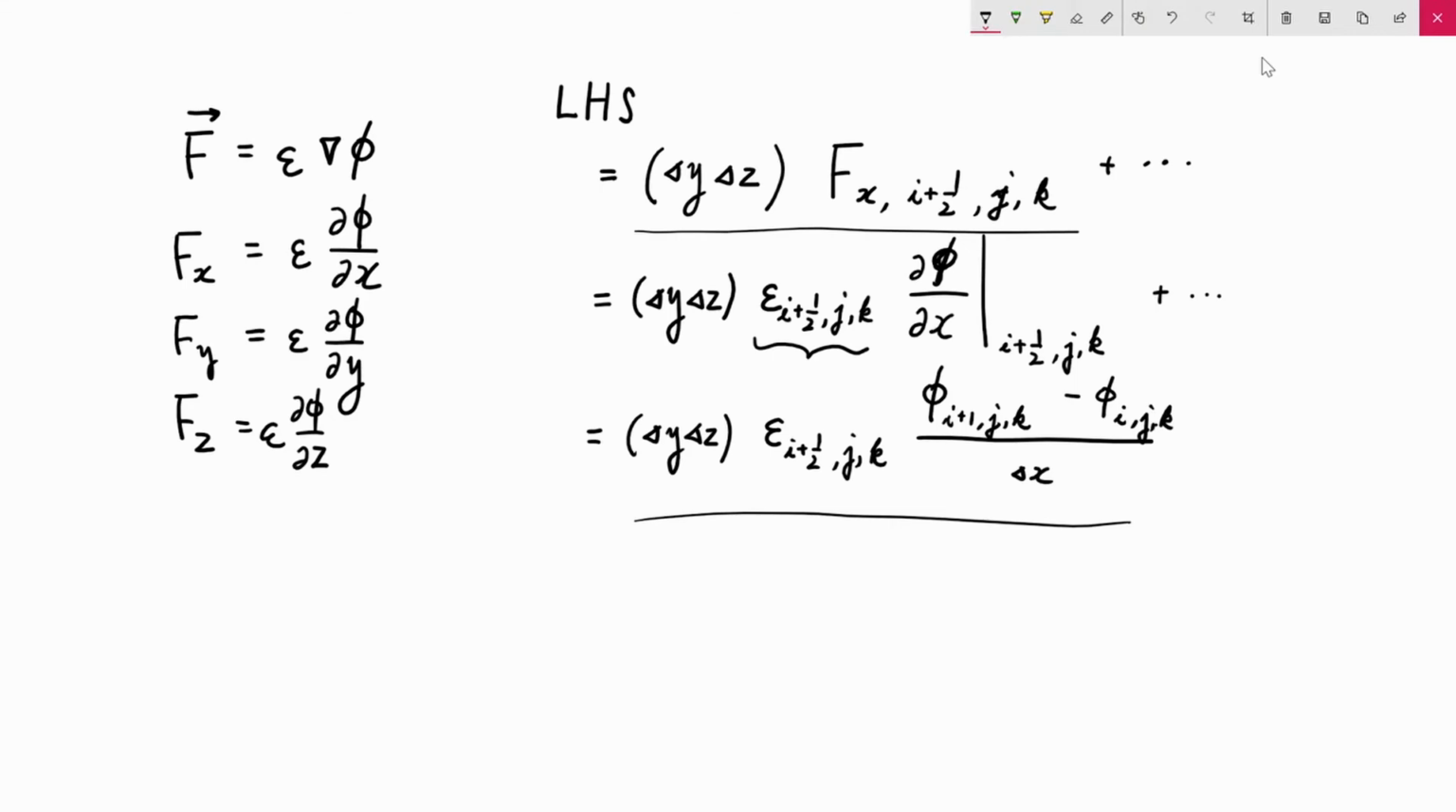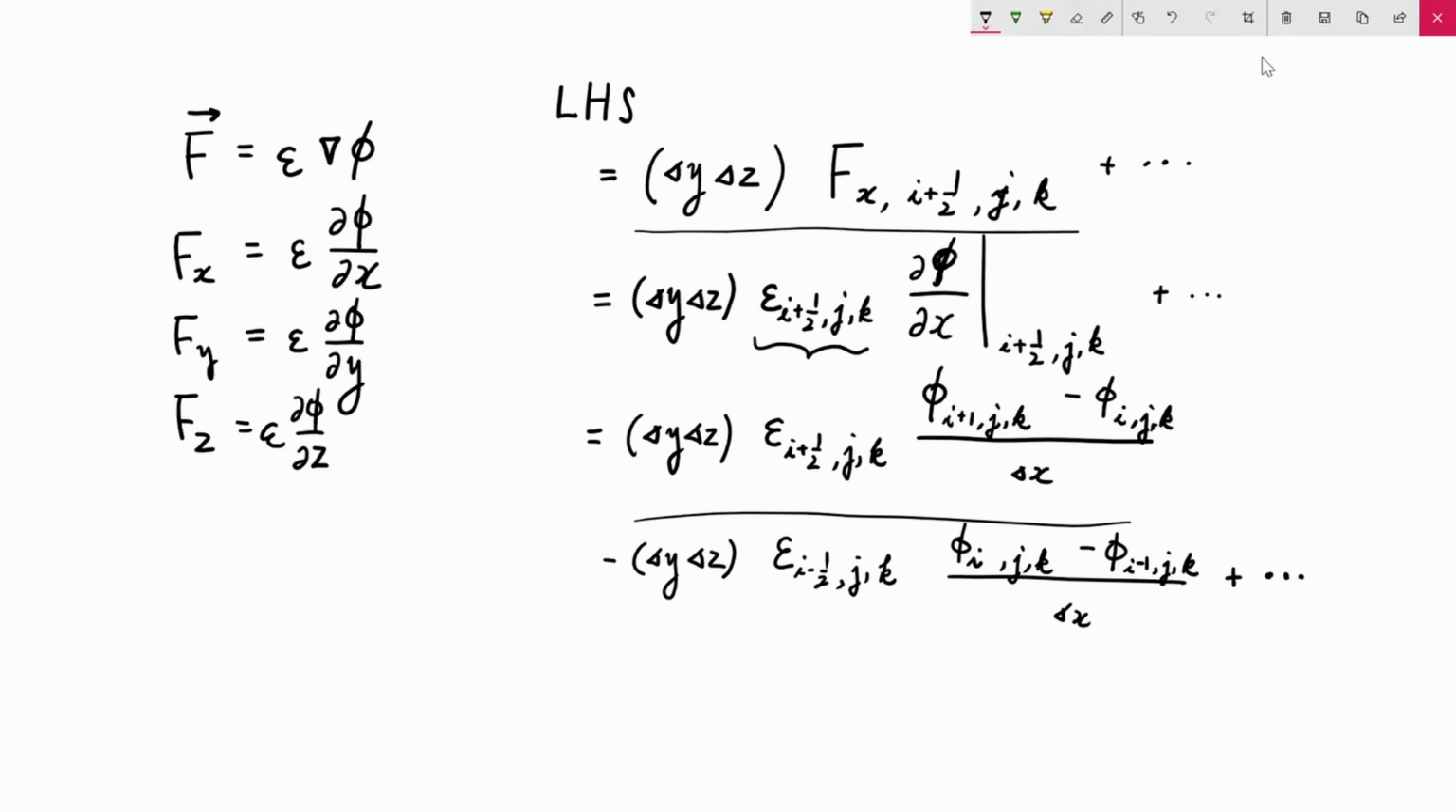For example, if we consider the negative component, then delta y, delta z, and epsilon evaluated at I minus half j k, and here we have delta x, which is given by phi I minus 1 j k minus phi I j k. Oh, I made a mistake. So you have phi I, and here I minus 1 j k is required.